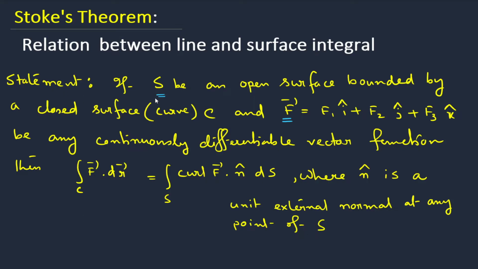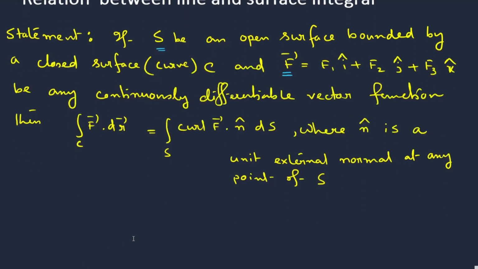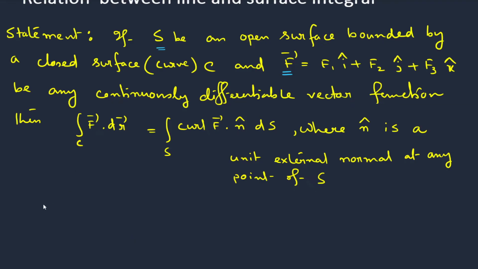So what the statement says: if S is an open surface bounded by a closed curve C, and a vector function f bar is given which is continuously differentiable, then the integration over C of f bar dot dr bar is equal to the integration over S of curl f bar dot n cap dS. So n cap we already know from Gauss divergence theorem, it is the unit external or outward drawn normal at any point of the surface. Okay, now let us try to understand this particular statement.